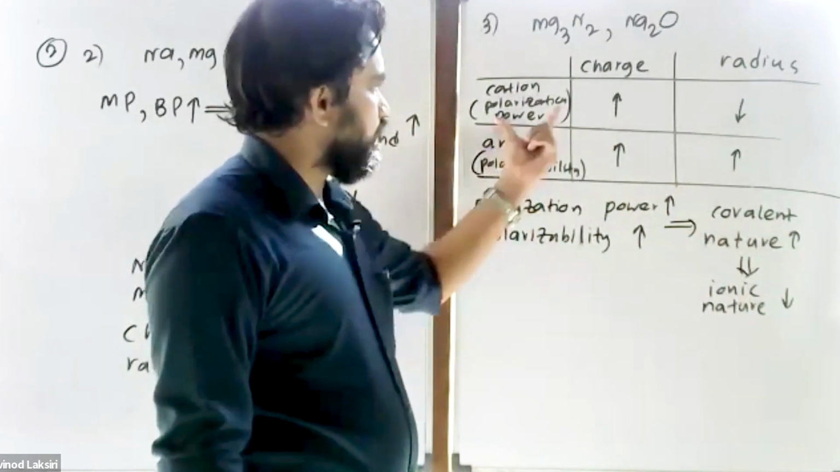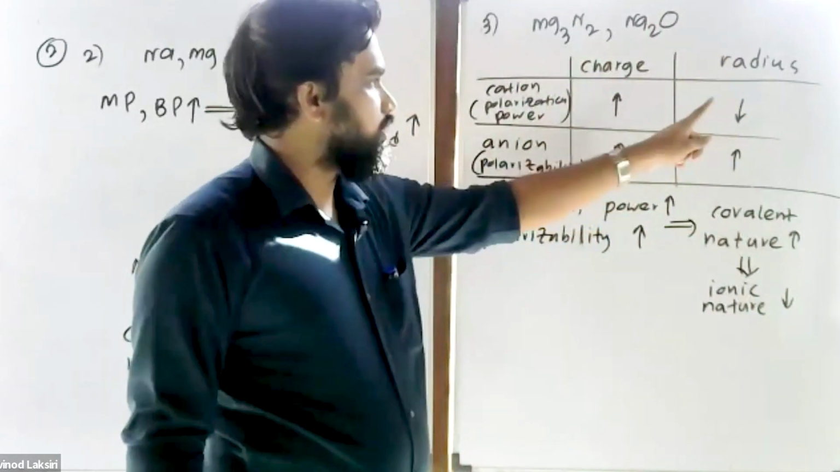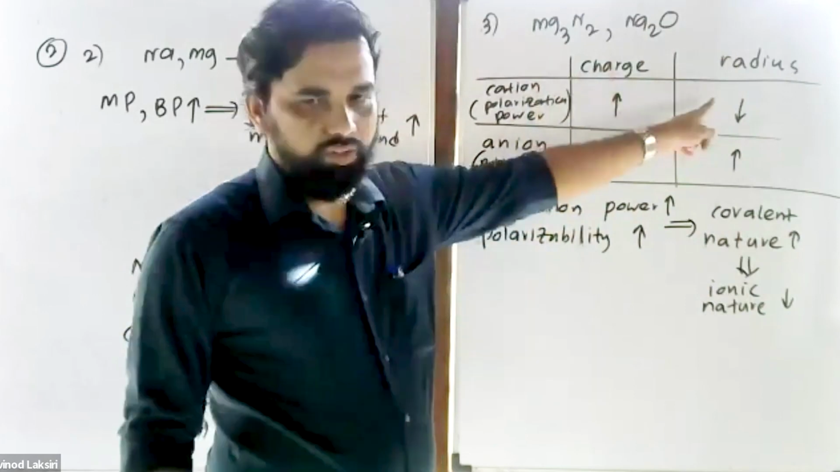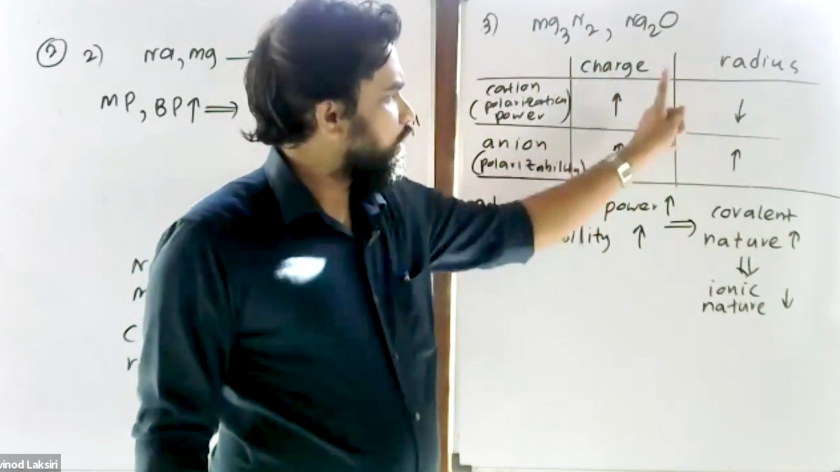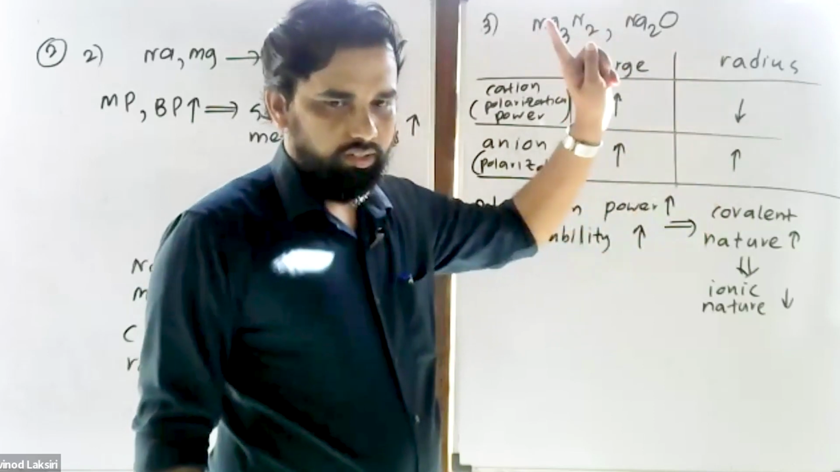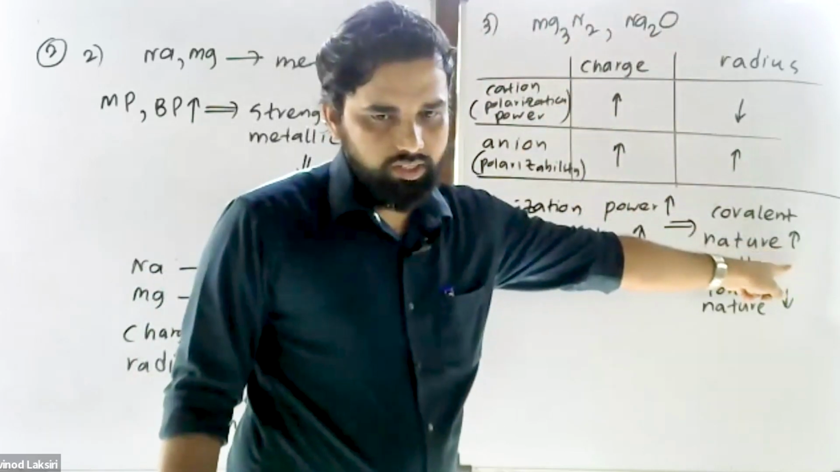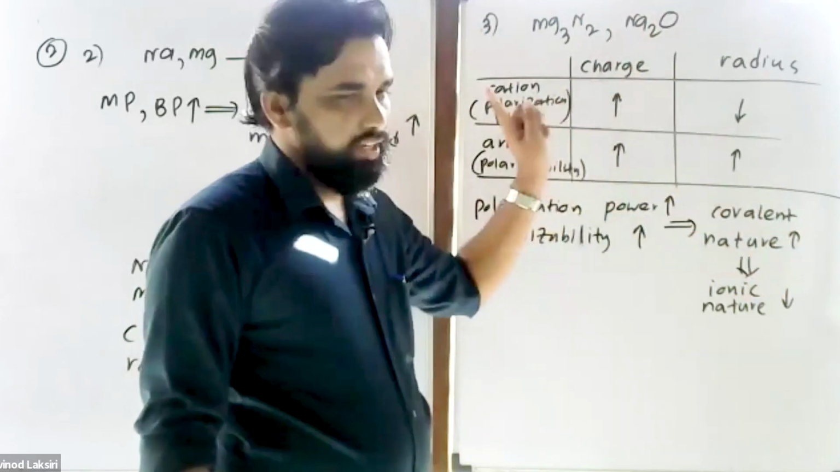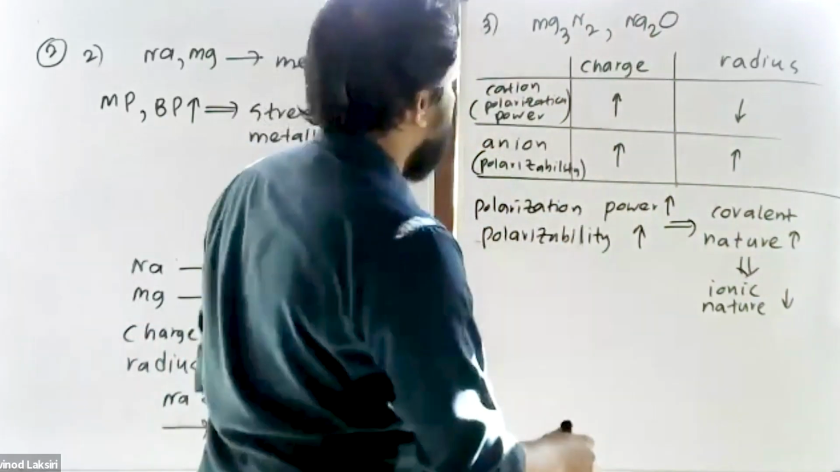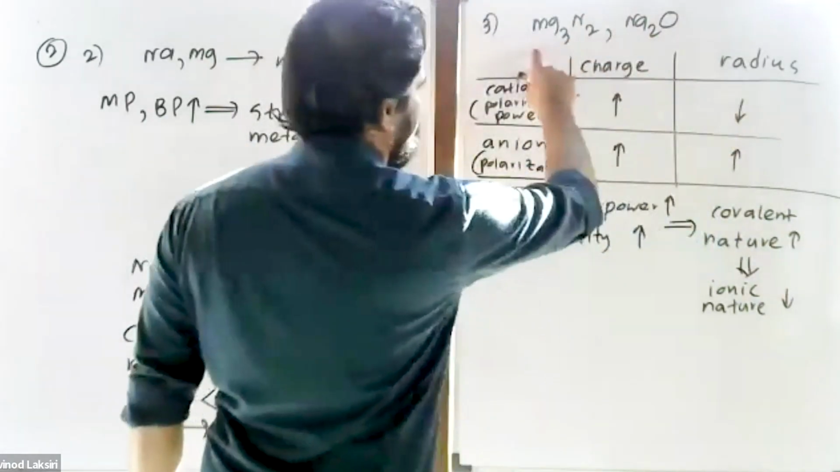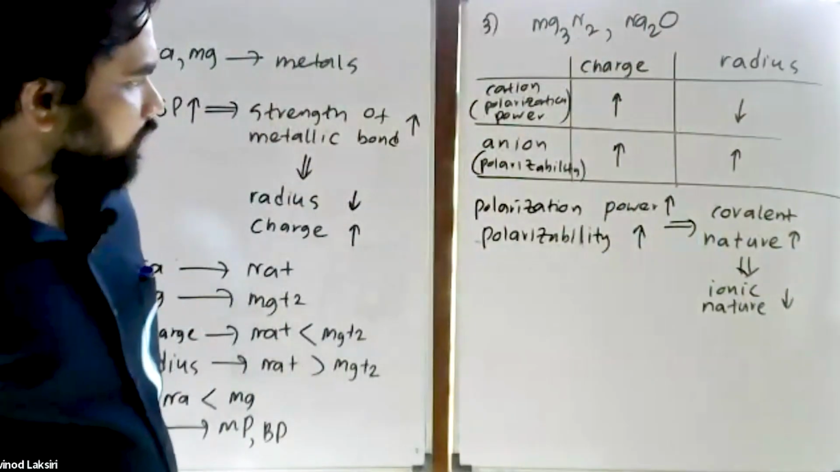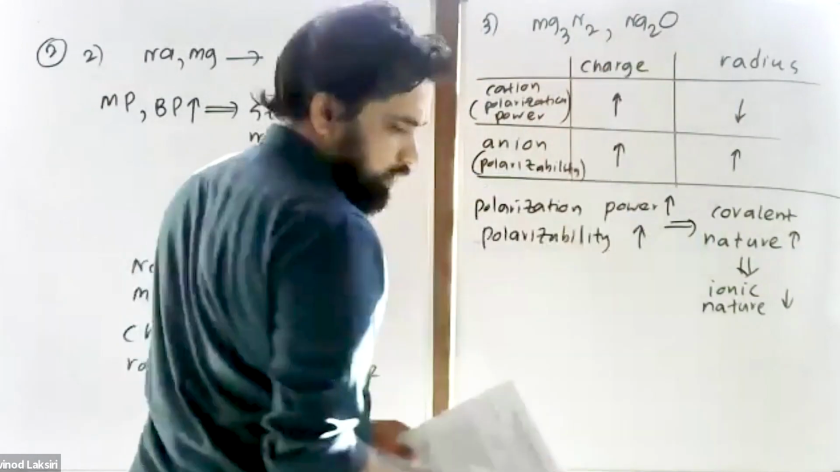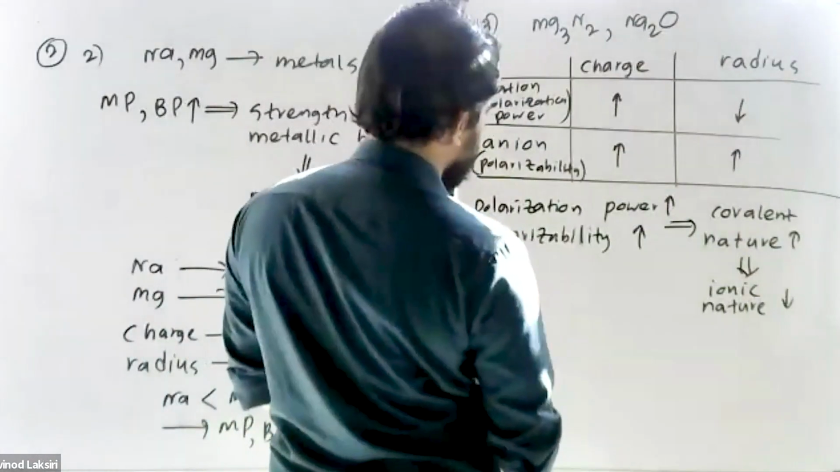Right? So these factors depend on the charge and radius. You can remember only one should be decreased, the radius of cation. All others should be increased to increase the covalent nature. Do you understand? To increase the covalent nature, these three should be increased, only the radius of cation should be decreased. Right? So therefore we have to compare these two compounds. Therefore we have to compare magnesium plus 2 and sodium plus.